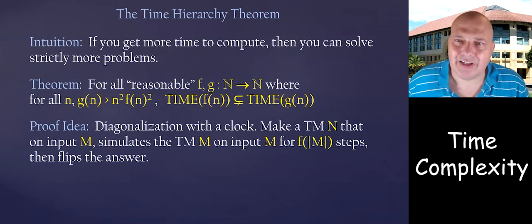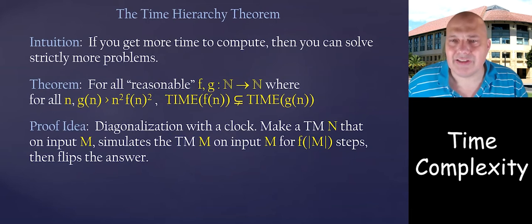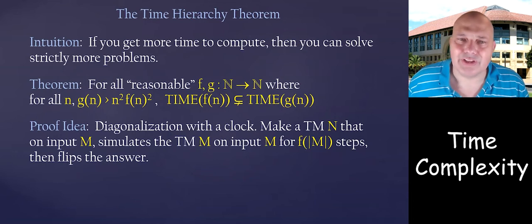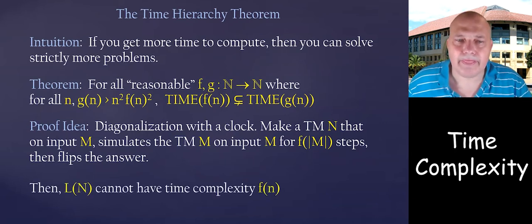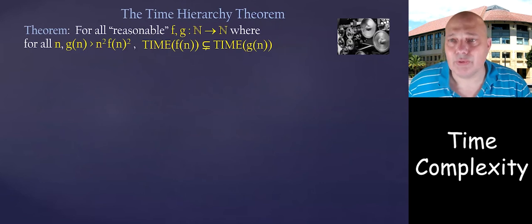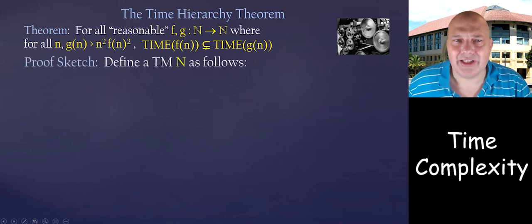So we won't draw this picture. Instead, we'll prove it directly. So what we'll prove is that while N can be executed in time which is n squared times f of n squared, because of the universal Turing machine, it computes something that cannot be computed by any time g of n machine. So, right, L of N will not have complexity f of n, but it will have complexity g of n.